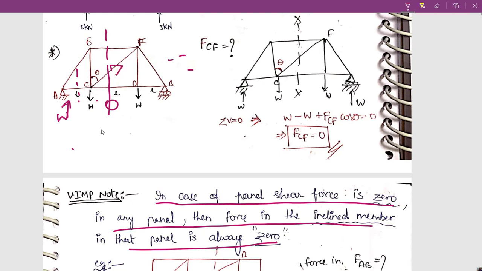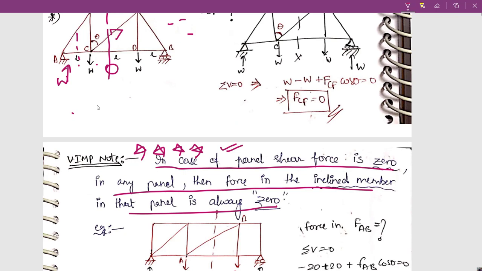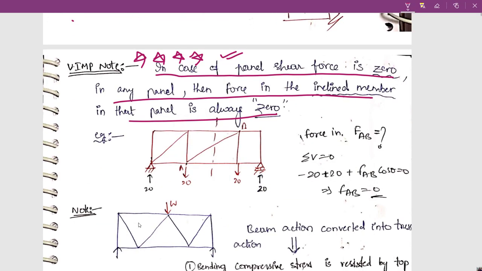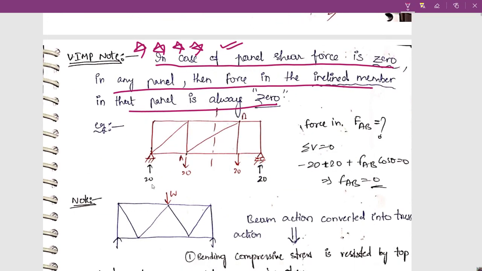Very important note, super important note, give it 5 star. It will be asked as an objective also, and it will be used in solving many of the questions. Fine. Now based on that, can you solve this question? What is the force in member FAB? So where is my member FAB? This is my member FAB.